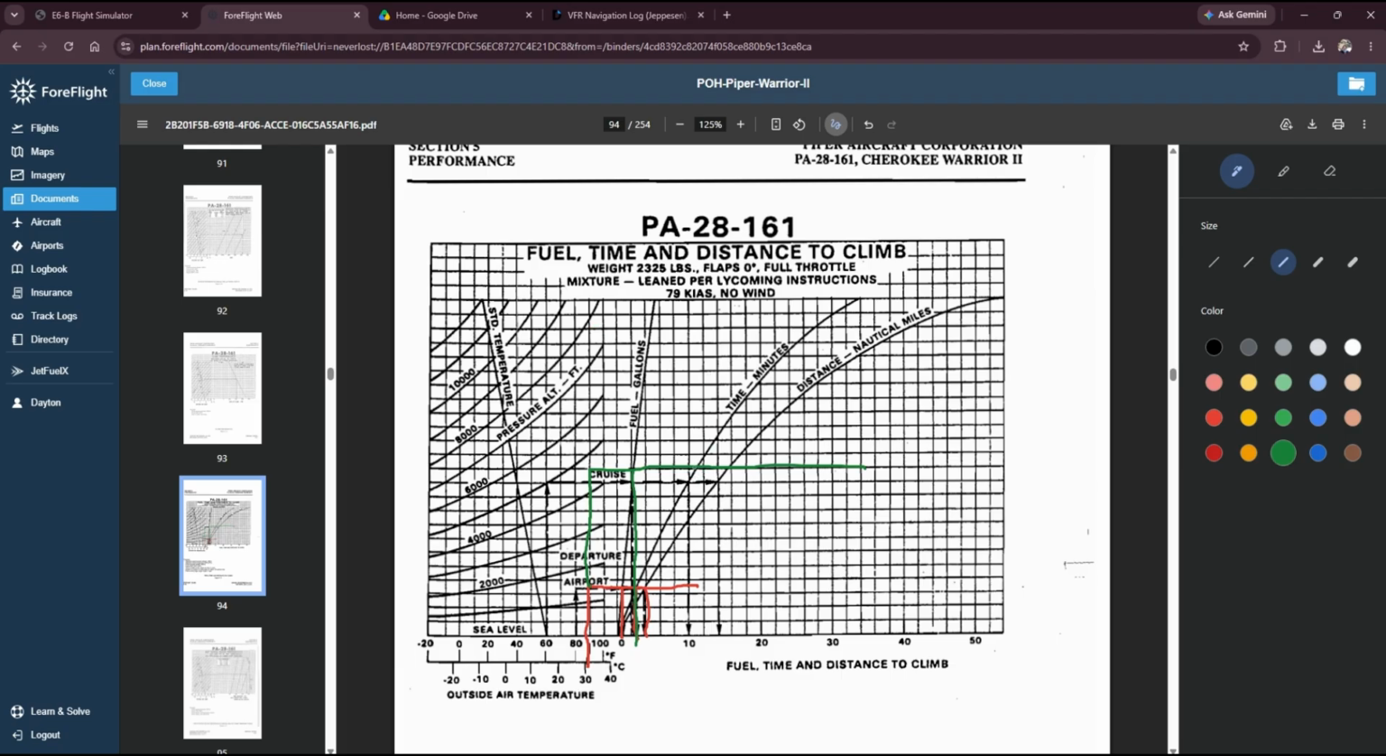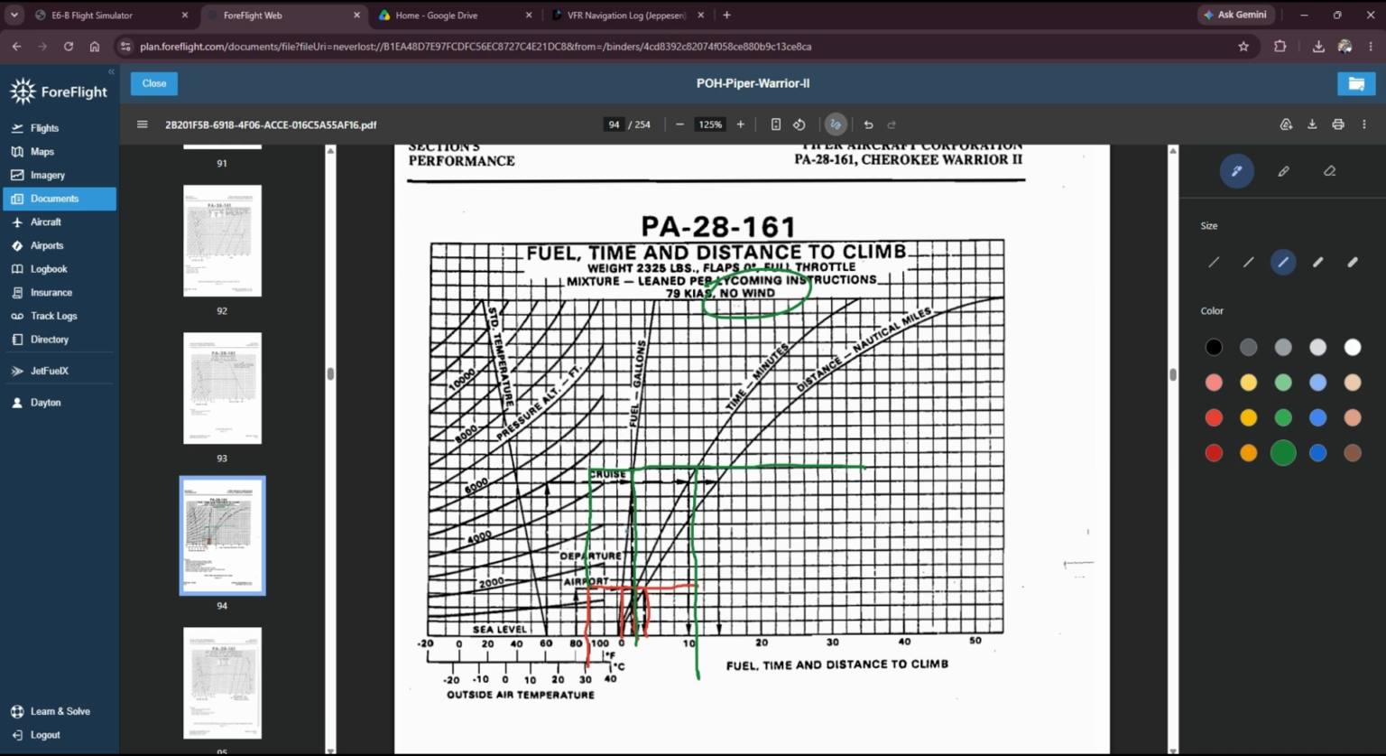What we're not going to calculate is our distance, right? Our distance is going to be different because of the wind. If you can see off this chart, this is based off of no wind. We don't want the distance because it's going to be increased or decreased based off the wind. So now we have our line for fuel.